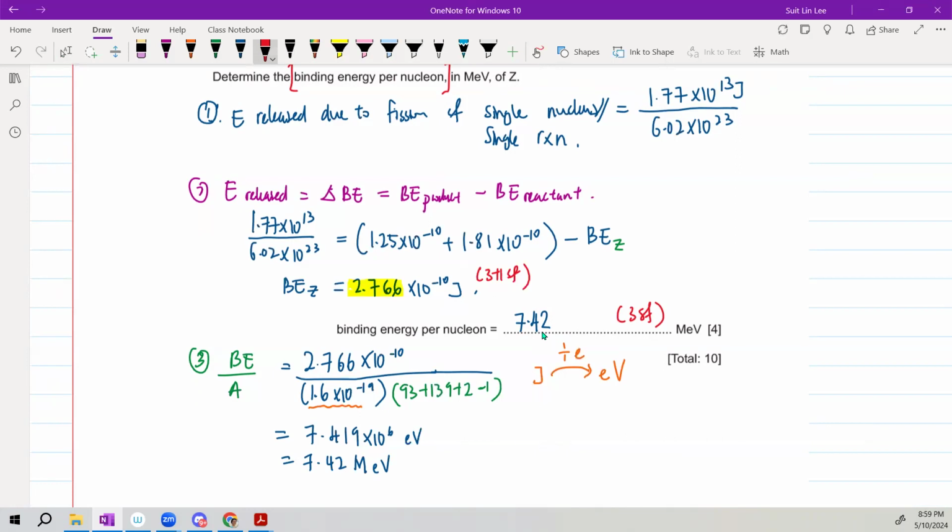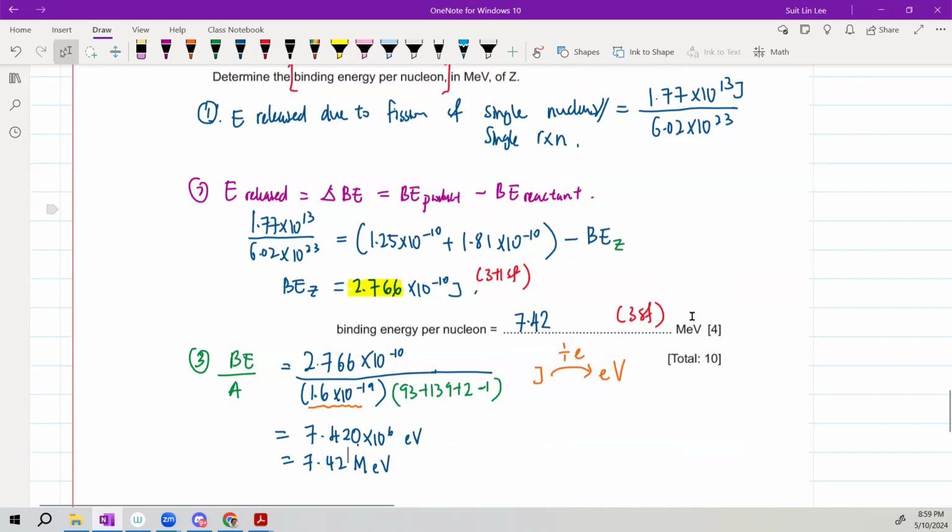Okay. If I actually type 2.766, this one is 4195, so 420. But if you round earlier, you can get 423. It's okay. Just make sure you show all your calculation.